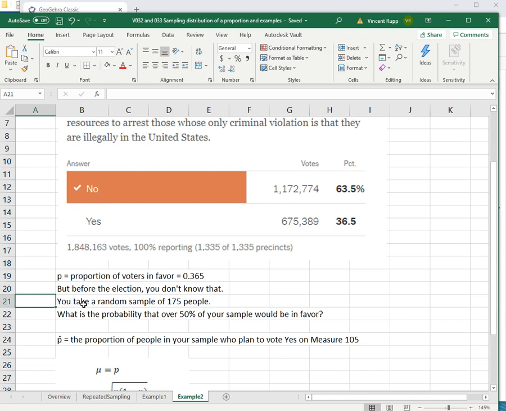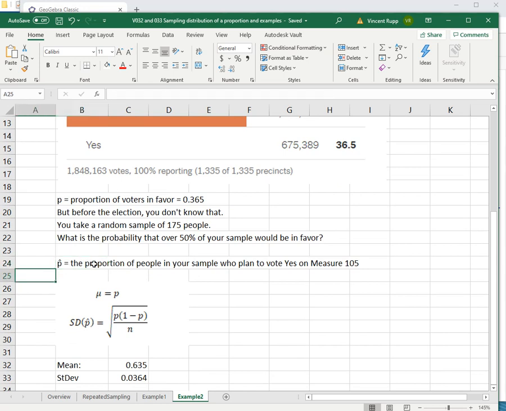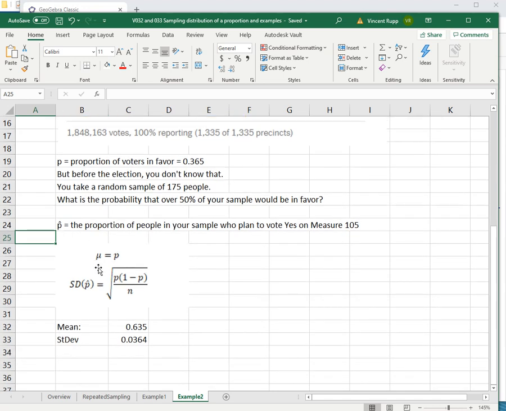So if we took a random sample of 175 people, we want to know the probability that over 50% of them would be in favor. You don't know what p is, but you want to see whether this measure is going to pass. So we define p hat as the proportion of people in your sample who plan to vote yes on Measure 105. So p hat has a mean of p, and a standard deviation given by this formula again.